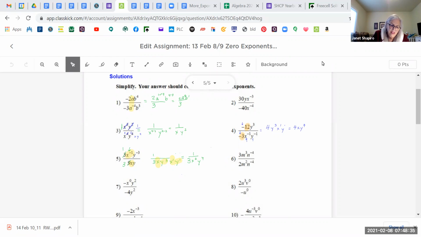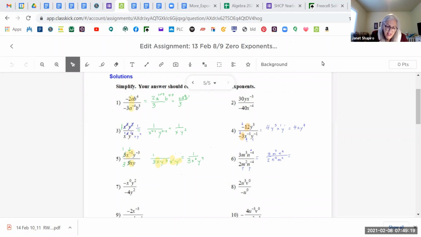All right, let's look at number 6 here. I can't reduce 3 over 2, so I'm going to keep that fraction. If I write everything with positive exponents, that means the m to the third stays where it is. The n to the -4 goes to the denominator. In the denominator, m squared stays where it is because it has a positive exponent. N to the -4 means it belongs up on top. I wrote it incorrectly, sorry, as n to the 4th.